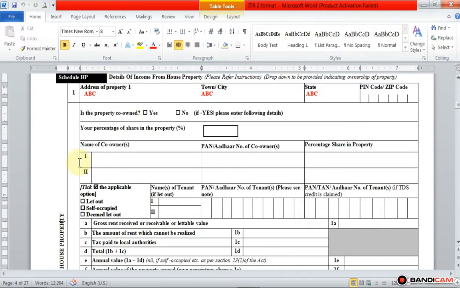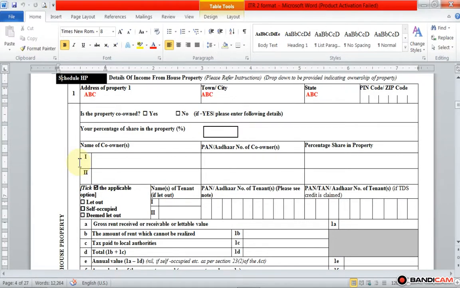Then we also discussed Schedule HP relating to house property. It includes address of property number 1, then town, city, state, pin code number, and whether the property has a co-owner. It means any partner is in the house property. If the house property is purchased by two persons, then the percentage of shares in that property is furnished here. Then name of co-owner, PAN card or Aadhaar card of co-owner, percentage share in property. So all information relating to the co-owner is furnished here.